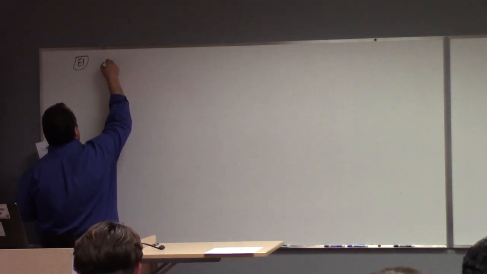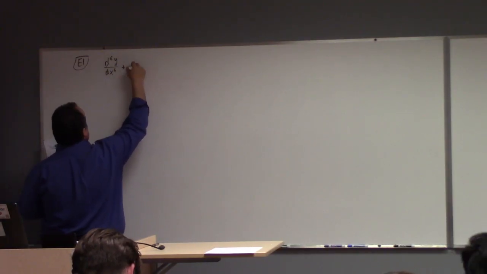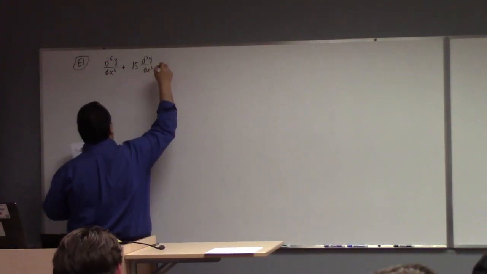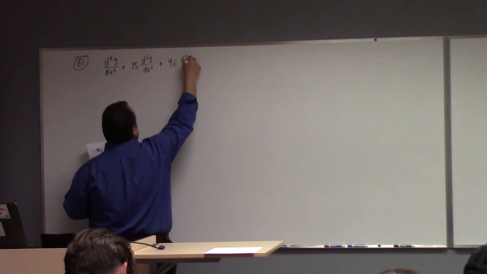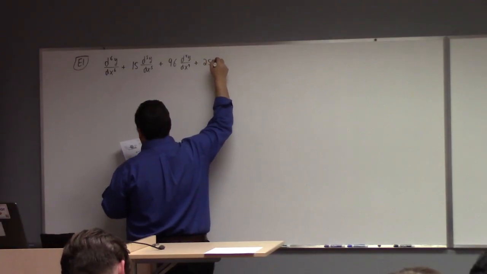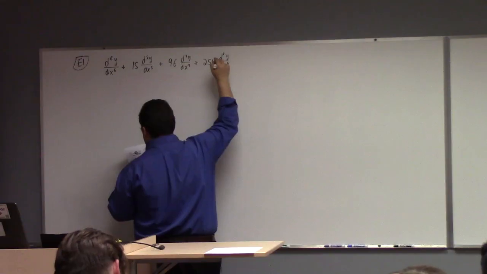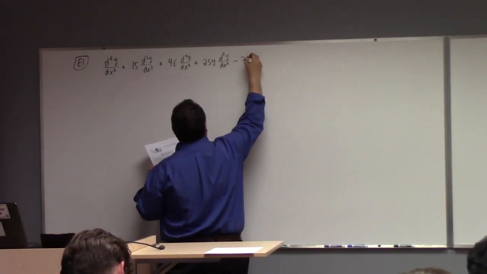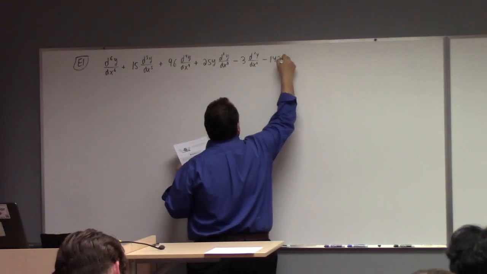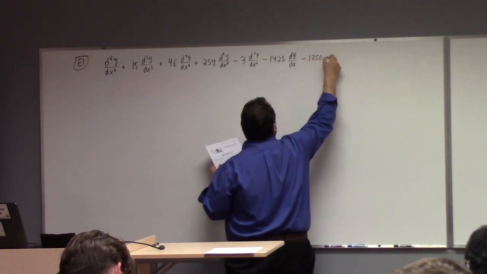But suppose that you have the sixth derivative of y with respect to x plus 15 times the fifth derivative of y with respect to x plus 96 times the fourth derivative of y with respect to x plus 254 the third derivative of y with respect to x, and minus 3 times the second derivative of y with respect to x, minus 1425 dy dx, minus 1250 equals 0.